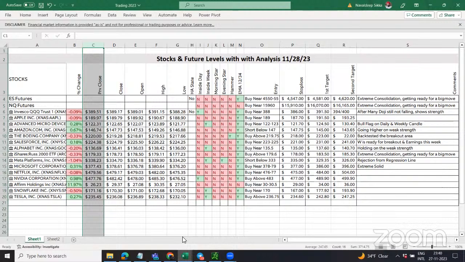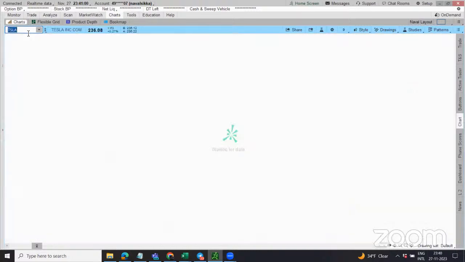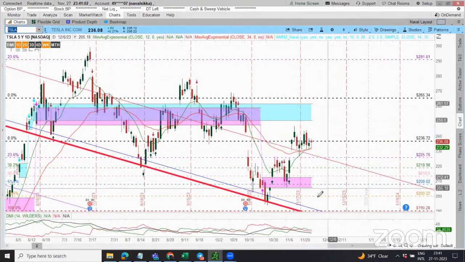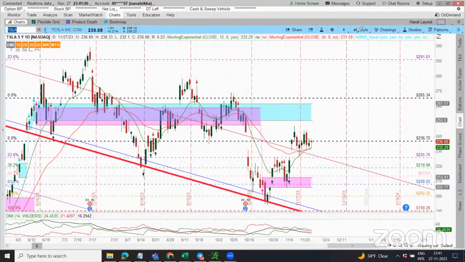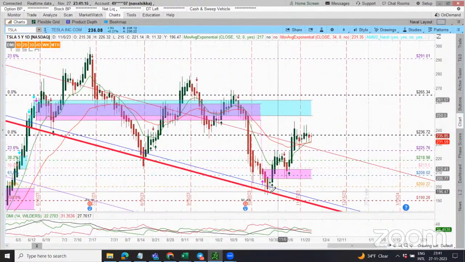Now I have only one question. With the Tesla bull flag, the flagpole is made of a big gap up. You still consider it a strong bull flag? Yes, even though it's a strong gap up on the flagpole. See, let me close this and go to the chart.